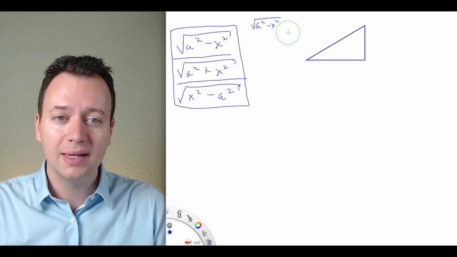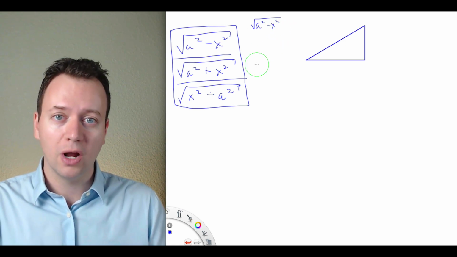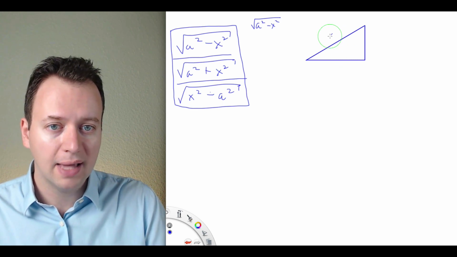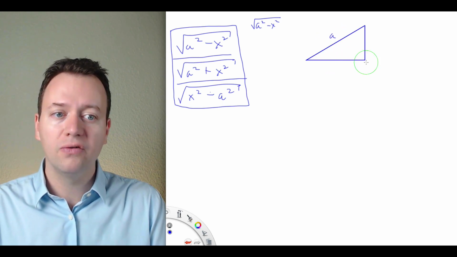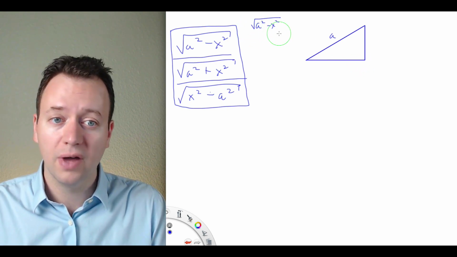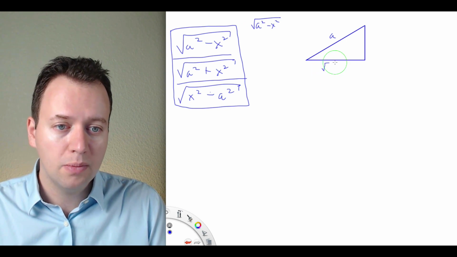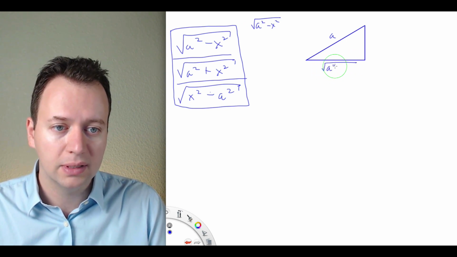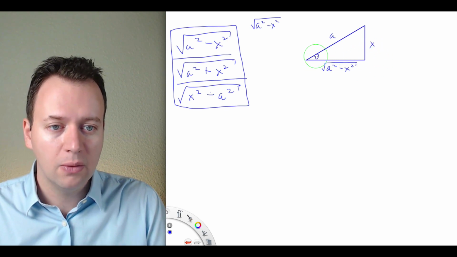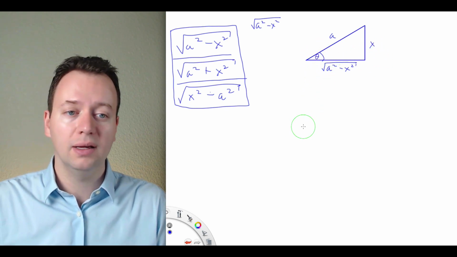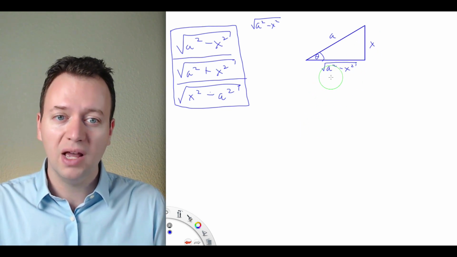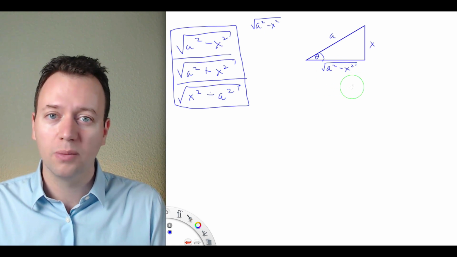Now a squared minus x squared reminds us of a right triangle with hypotenuse equal to a. Because if the hypotenuse is a, then one of the side lengths will have the length square root of a squared minus x squared. So let's make the bottom leg equal to the square root of a squared minus x squared, and the opposite leg x. And we'll define an angle theta right in there. So basically we have a right triangle where one of the legs is equal to the square root of a squared minus x squared.